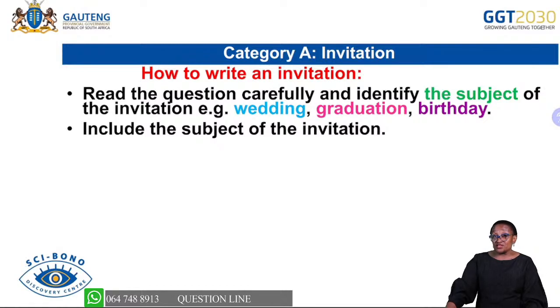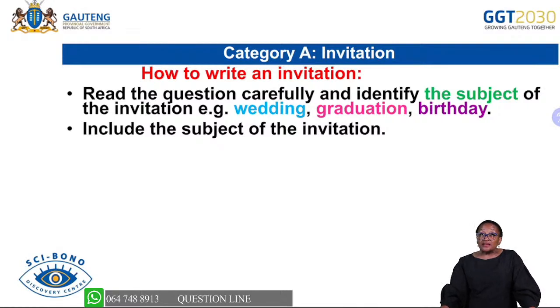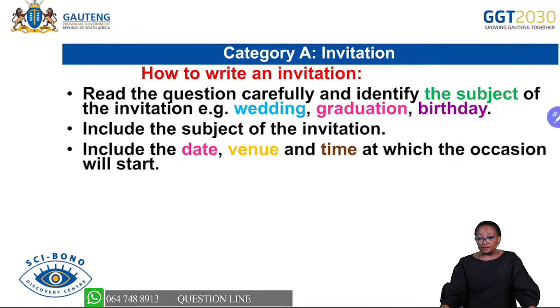Include the subject of the invitation. So you need to include the nature of the event, like I have highlighted earlier, whether it's a wedding celebration, a graduation ceremony, a birthday party, whatever that is, it needs to be clearly indicated on the invitation, the nature of the event. You need to include the date, the venue, and the time at which the occasion will start. Those three aspects are very, very important: date, venue, and time.